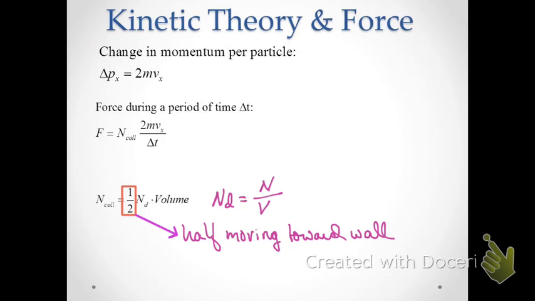The reason we're multiplying it by 1/2 is that at any given time only half of the particles are going to be moving toward the wall, the other half are going to be moving away from the wall. So there's our expression for the number of collisions. So if we know the number density and we know the volume, we'll be able to calculate the force. So the question is, what is the volume, and how do we determine that?